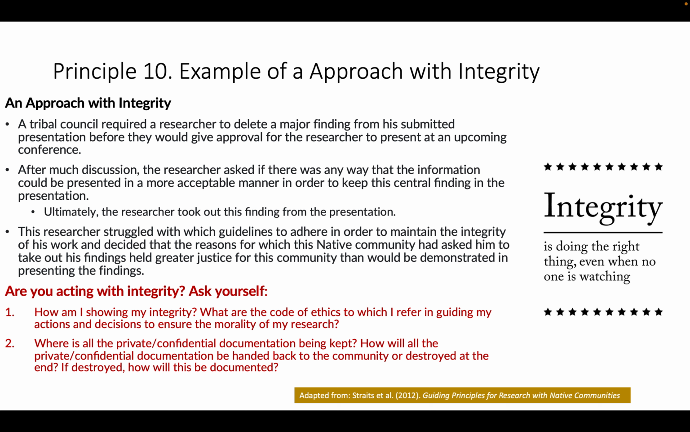So you need to ask yourself, how am I showing my integrity? What are the code of ethics to which I refer in guiding my actions and decisions to ensure the morality of my research? Where is all the private confidential documentation being kept? How will all the private confidential documentation be handed back to the community or destroyed at the end? If destroyed, how will this be documented?